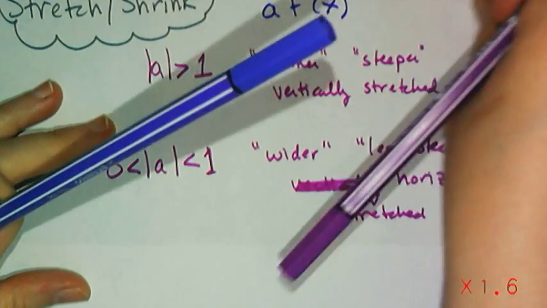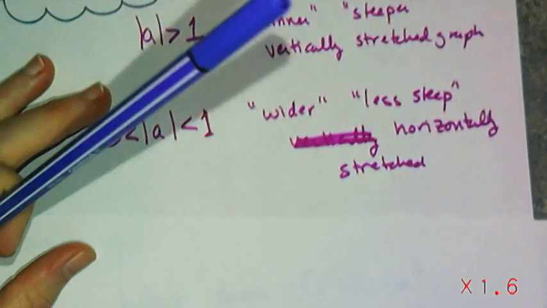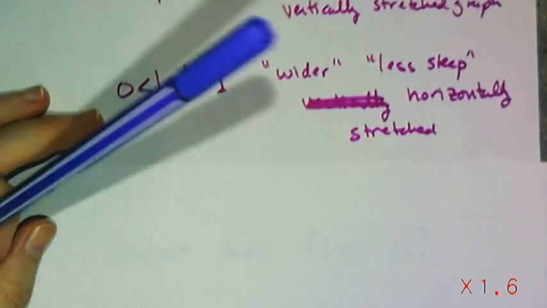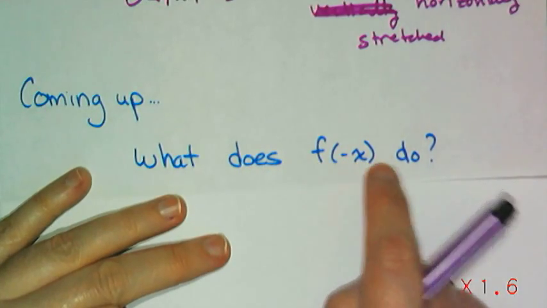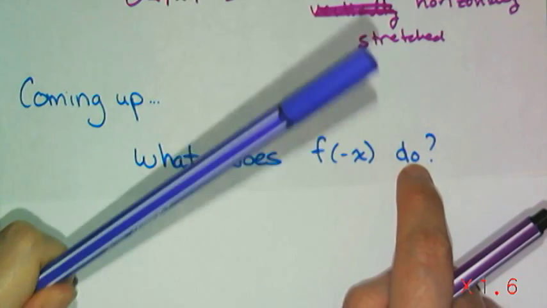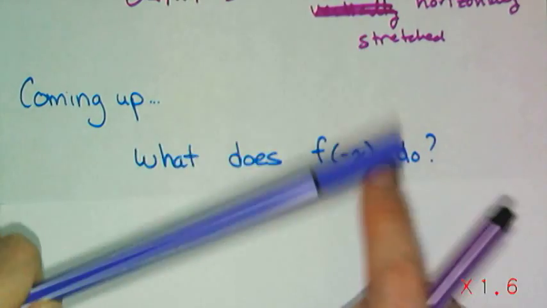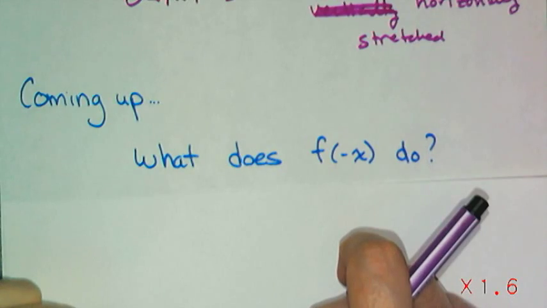Now there is one transformation we did not do in Algebra 1 that is exclusive to Algebra 2, and that is, what does f of negative x do? So in your next in-class activity, we're going to look at what this does to a function.